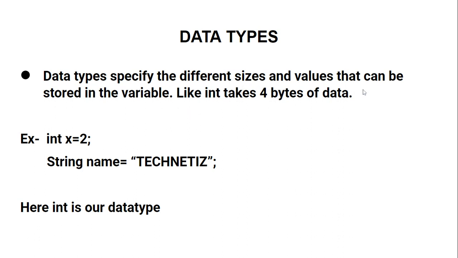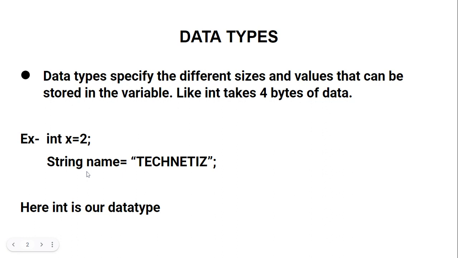This quality is known as the data type. Data types also specify the different sizes and values that can be stored in a variable. Like int type of data always takes 4 bytes of memory in our programs. As you see here, int x = 2. x is our variable, x stored 2, and what kind of data is 2? That is an integer. So what is the data type of x? Integer.